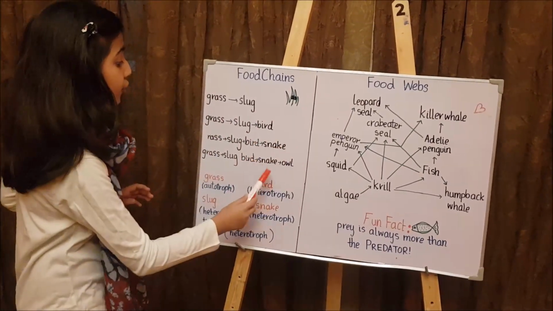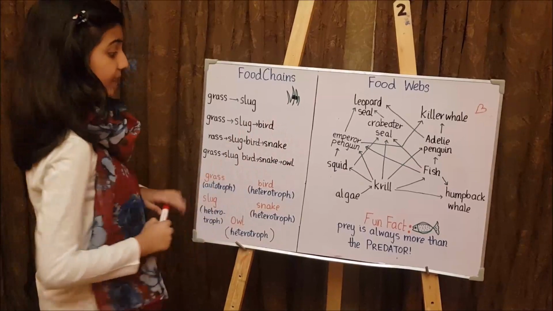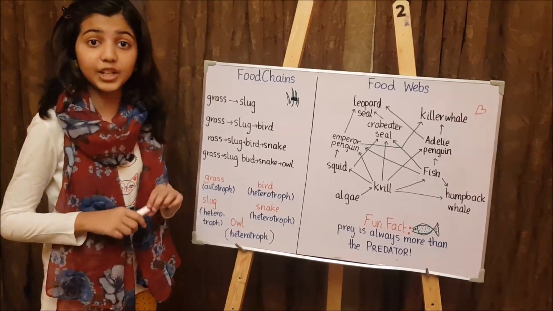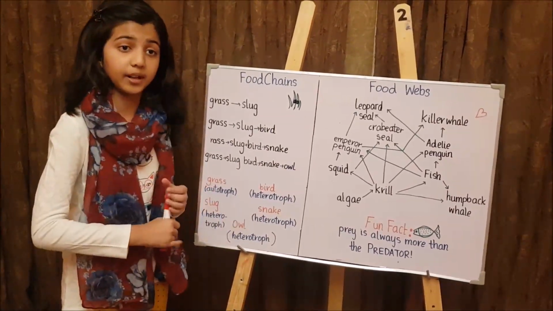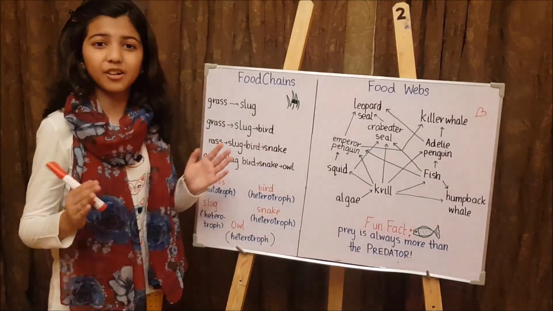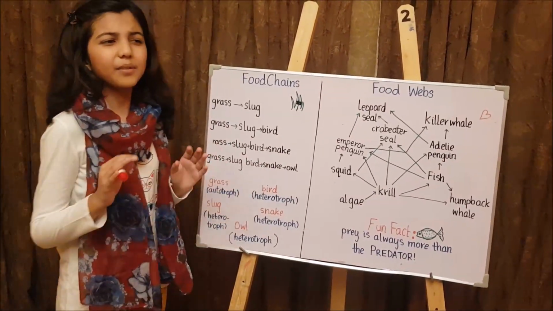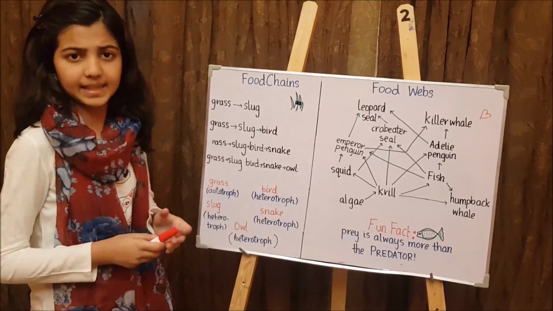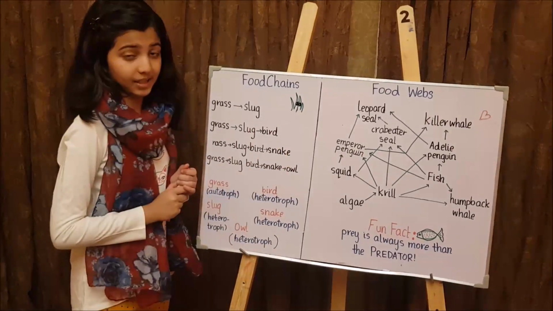In the third food chain, the snake is the tertiary consumer, meaning that it is feeding on the secondary consumer. It is also a heterotroph, and it is mostly a carnivore. In very small cases, it is an omnivore, but usually it's a carnivore.